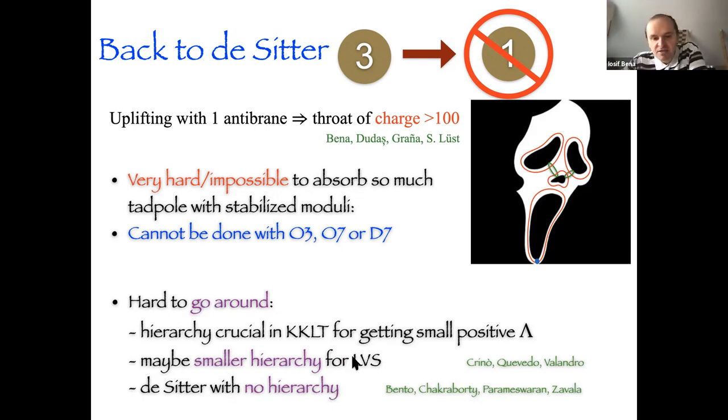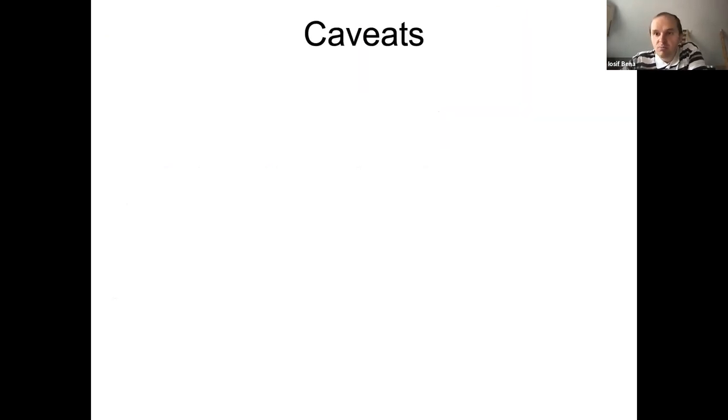Maybe for LVS, the large volume scenario, you need a smaller hierarchy. There's a paper by Quevedo and Valandro about that. So maybe LVS is going to be better than KKLT. I don't know, but the jury is out. People are actively trying to go around this problem. And there are also caveats to this problem. There's a caveat. There's a question.